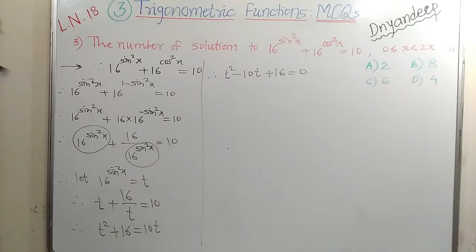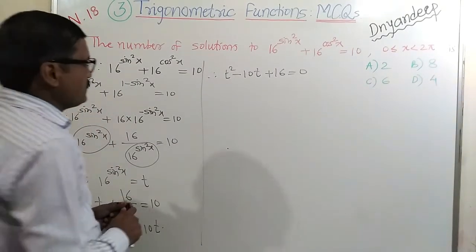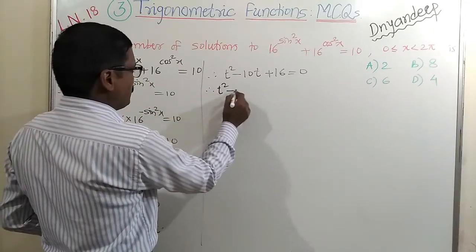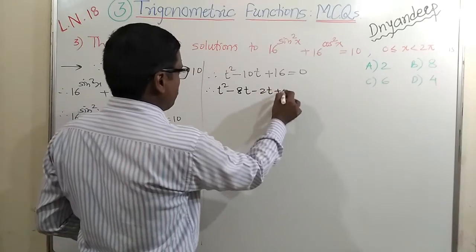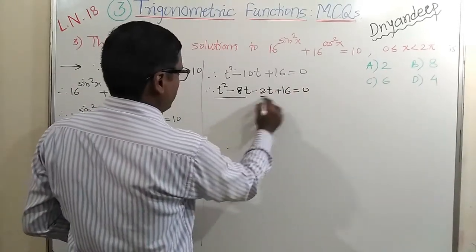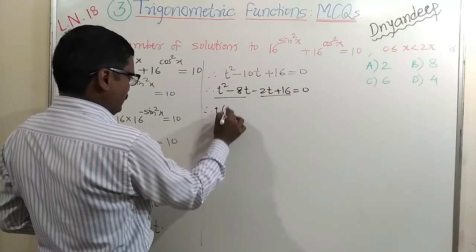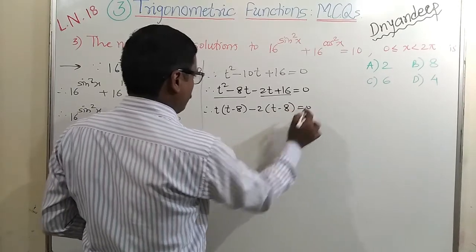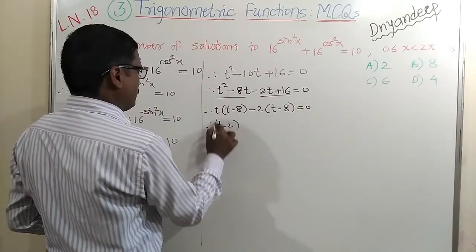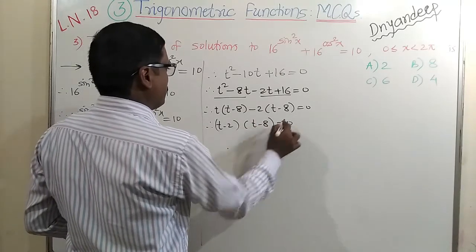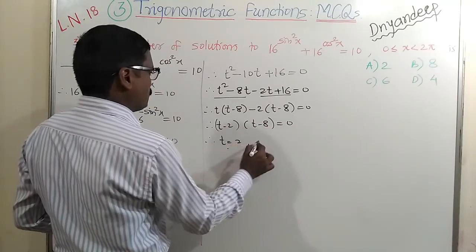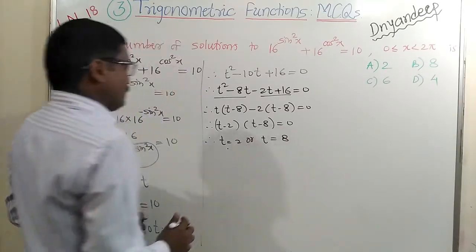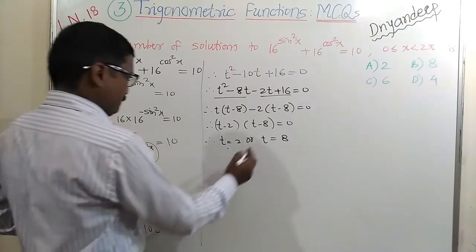Here the factors of this equation will be minus 8 and minus 2. Therefore t square minus 8t minus 2t plus 16 equal to 0. Taking t common, we get t minus 8, and taking minus 2 common we get t minus 8 equal to 0. Therefore the factors will be t minus 2 into t minus 8 equal to 0. Therefore t is equal to 2 and t is equal to 8.